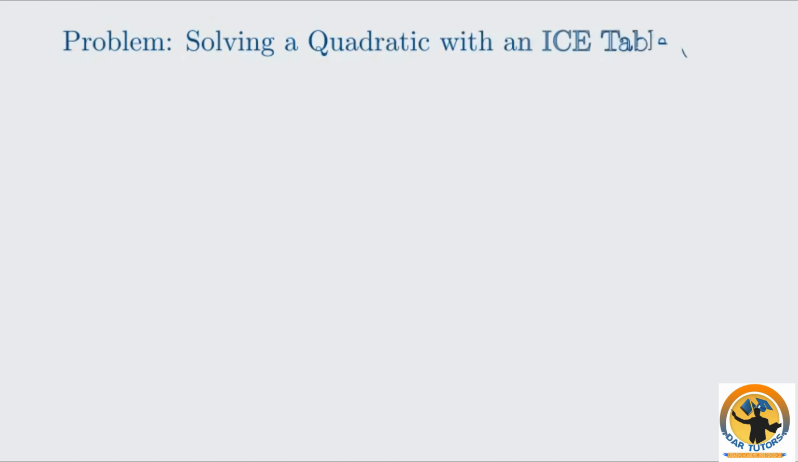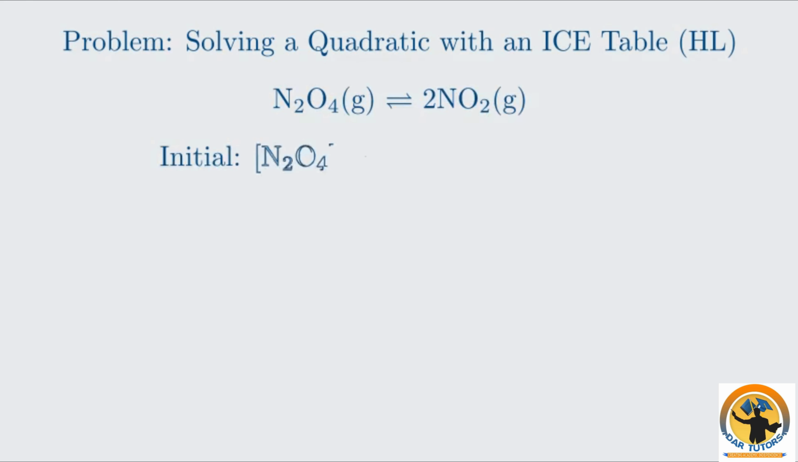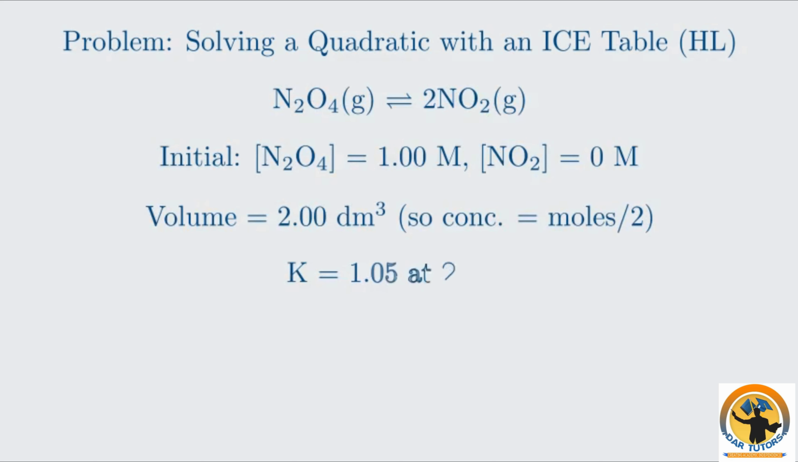Let's work through one more ICE table problem where the simplification of taking the square root isn't possible, forcing us to solve a quadratic equation. This is a common and important HL skill. Let's use a different reaction. Consider the dissociation of dinitrogen tetroxide, N2O4 dissociating into 2NO2. The equilibrium constant K is 1.05 at 25 degrees Celsius.